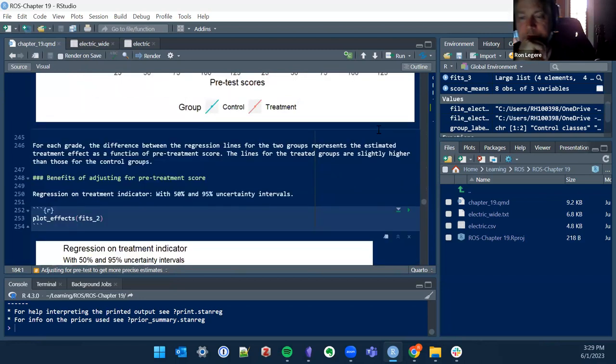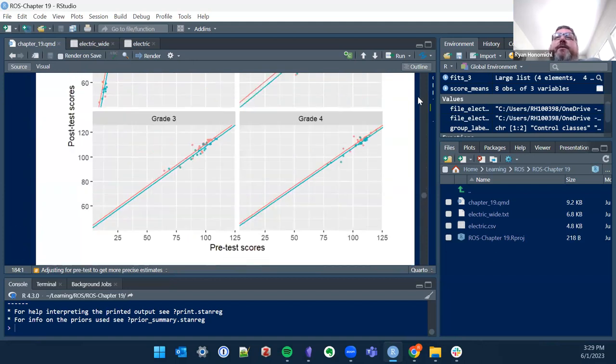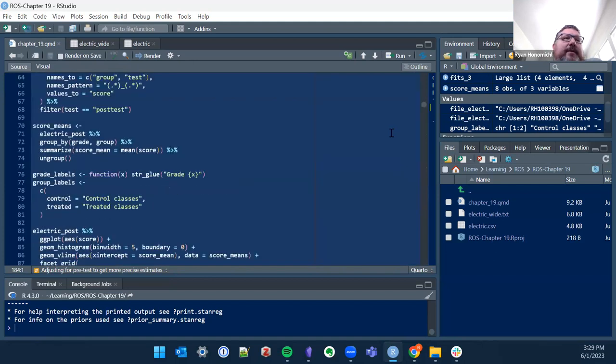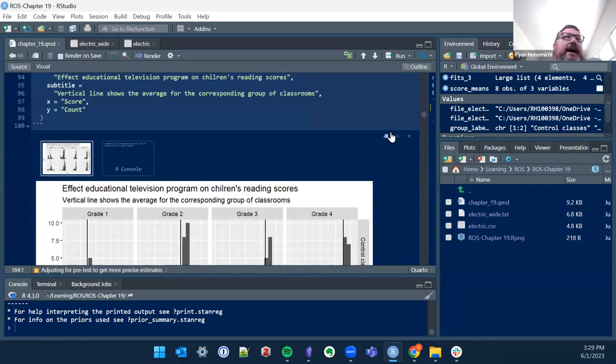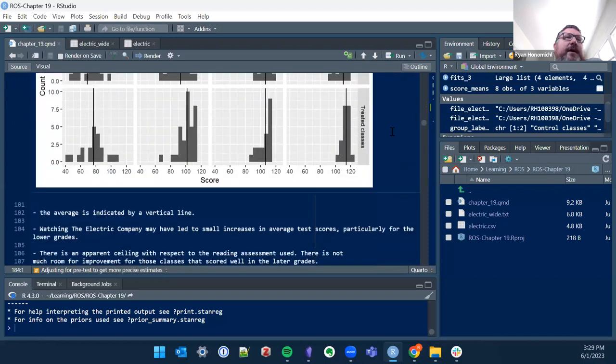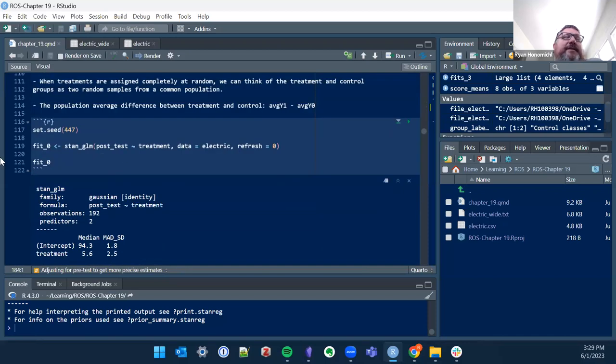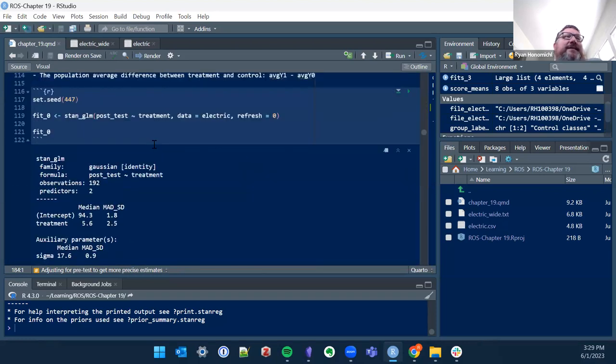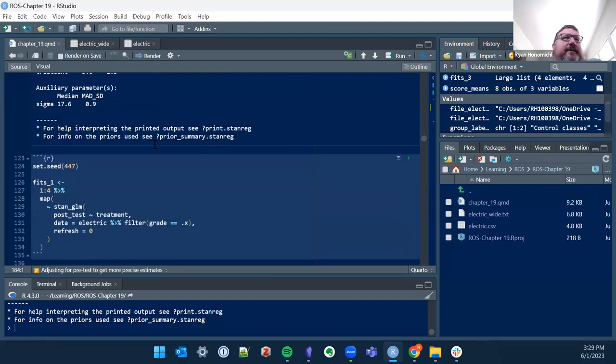So this is which classroom? This is first grade. We're looking at first grade here. Oh yeah, right. Just to be clear, sorry, let me go up to the top and walk you through this one more time. For the first model, we're collapsing across all grades and just looking at the effects of treatment on the post-test score, right? That's fit underscore zero, the base. So there is a meaning for the S, because it's a list. Yeah, fits. I didn't think about that. Obviously, I just cribbed all this code.